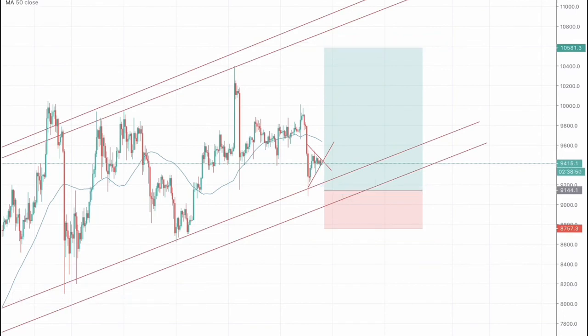Thus, we are bullish on Bitcoin. Currently, or in a short term period, we can experience a bearish movement in Bitcoin. However, for a longer time period, after testing the support, we are bullish for Bitcoin.